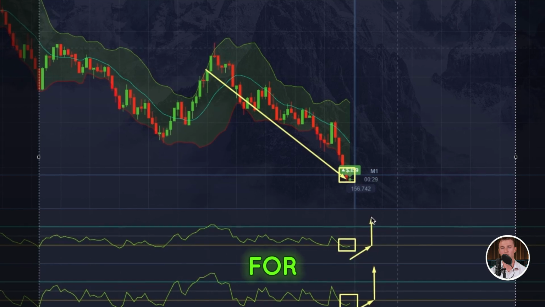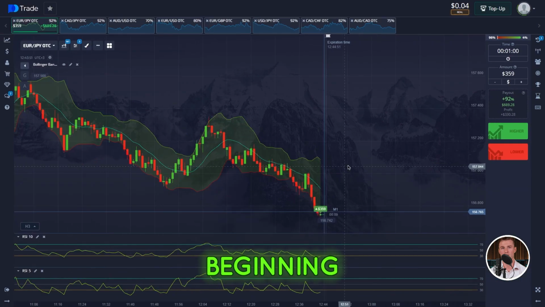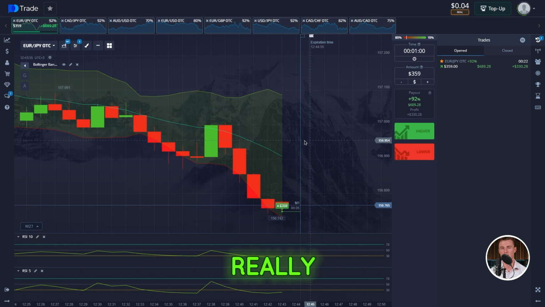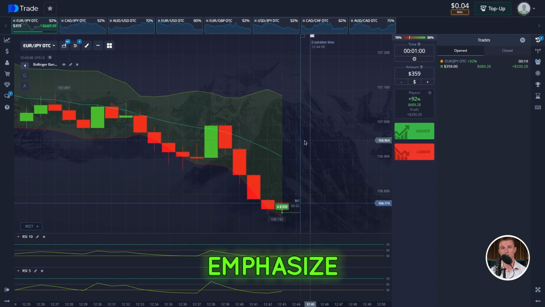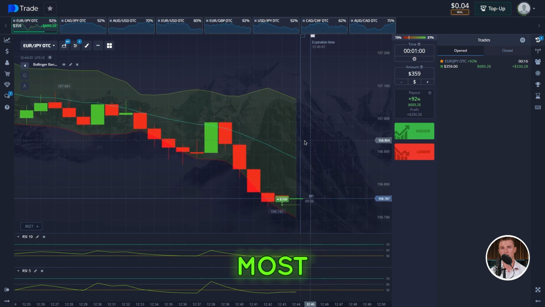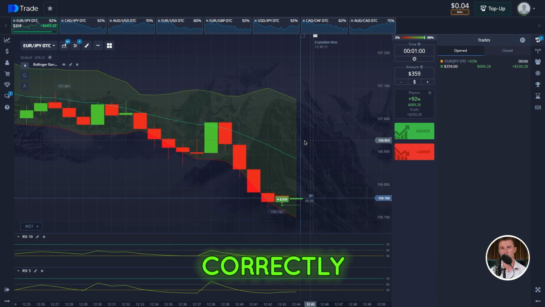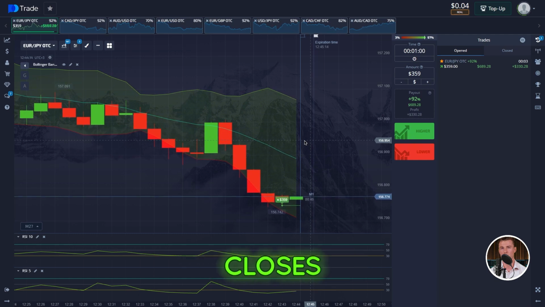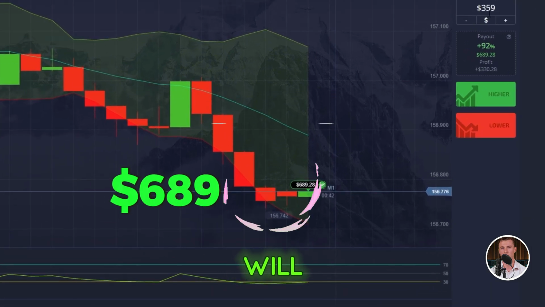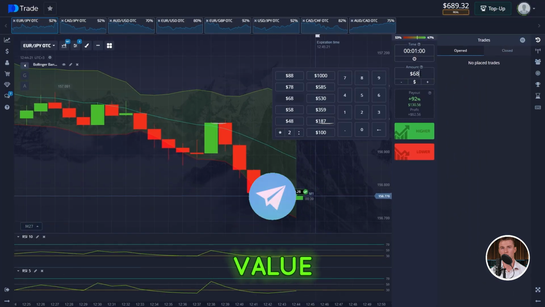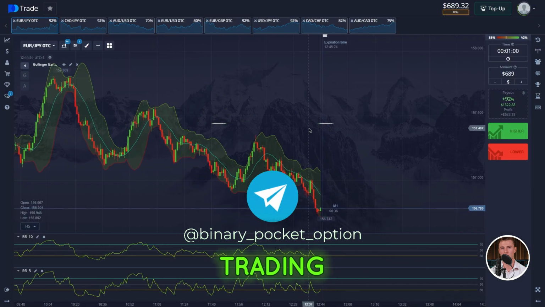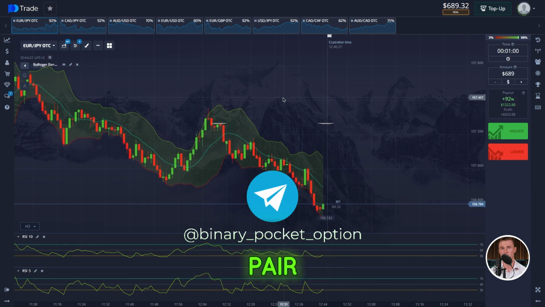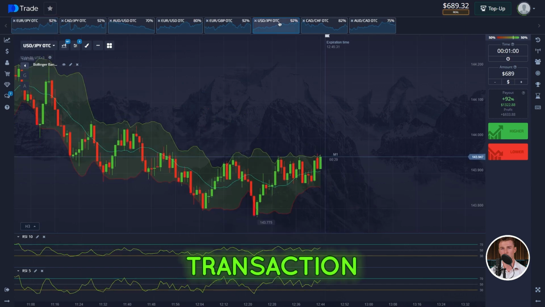The deal opens for an increase, as I said at the very beginning. The trading principle will really be the same. So to emphasize the result, I will try to make the most reliable trades. We want you to understand how to enter transactions correctly, and the next transaction closes as a plus. There were no problems. Again, we will change the amount and value of the transaction, continue trading, and select the next currency pair and open a downgrade transaction.